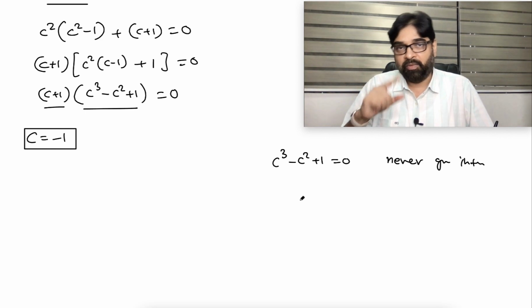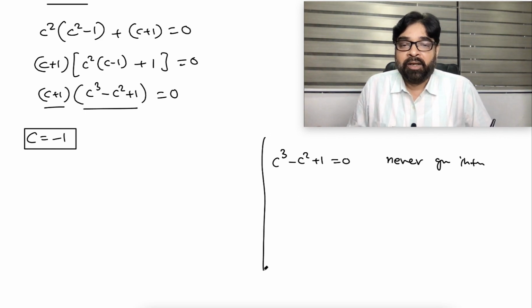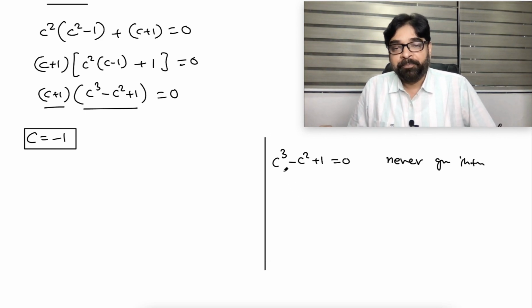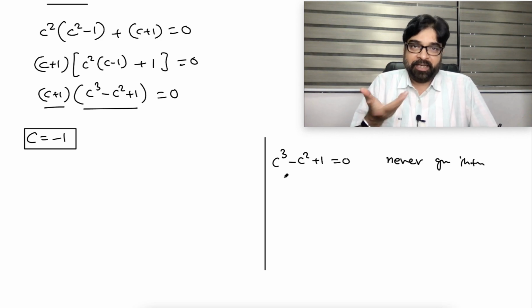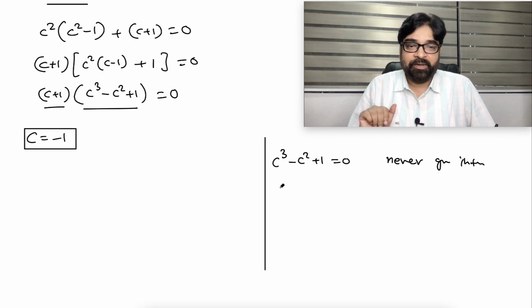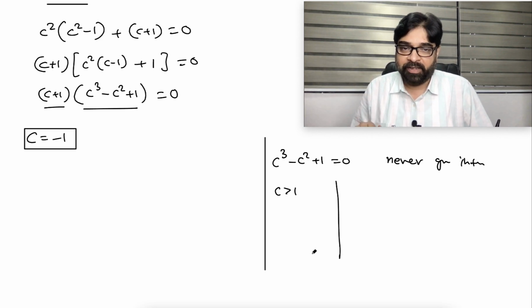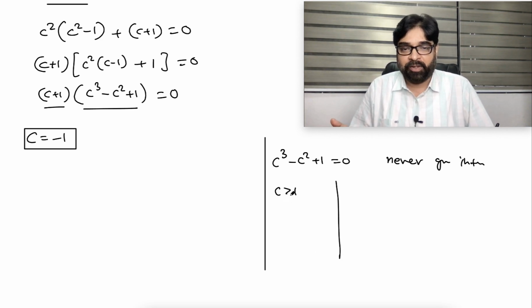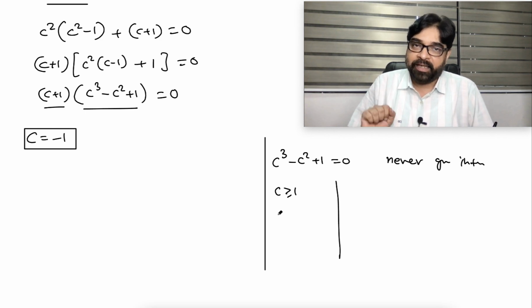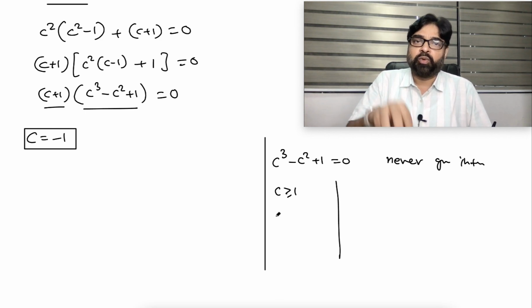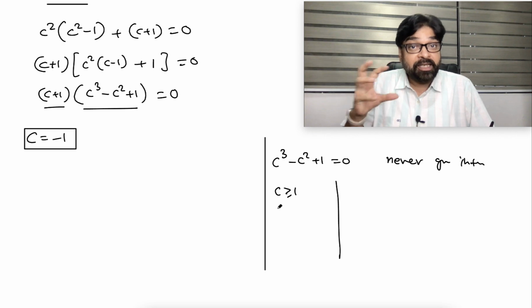Sir, how? Watch carefully, everybody. Suppose two possibilities. If c is an integer, then either c will be greater than 1 or c will be less than 1. Suppose c is greater than 1. Imagine c is some integer greater than or equal to 1. Maybe 1, 2, 3, 4. So imagine c is bigger than 1.